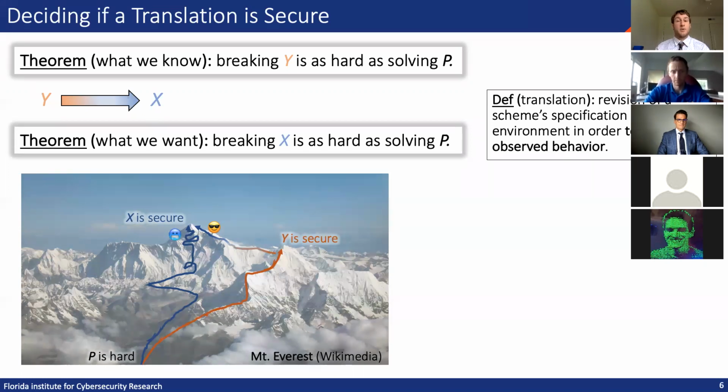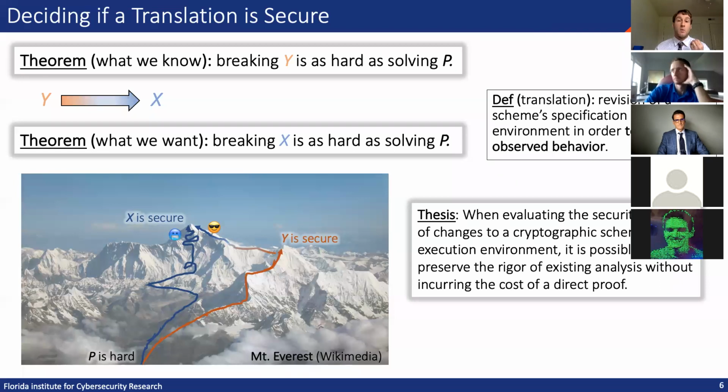And so it is with provable security. The work required to prove that the real system is secure might significantly overlap with the work required to prove that the reference system is secure. Which leads me to the central thesis of my dissertation, which is that when evaluating the security impact of translation, that is, changes to a cryptographic scheme or its execution environment, it's possible to preserve the rigor of existing analysis without incurring the cost of a direct proof.